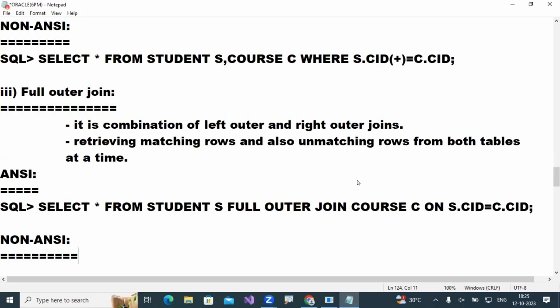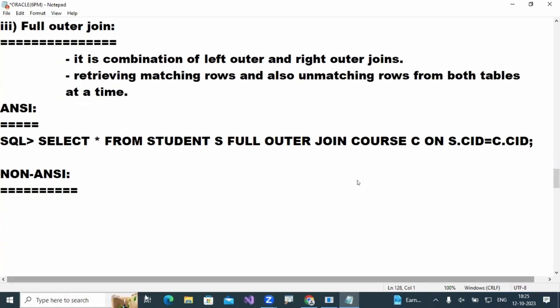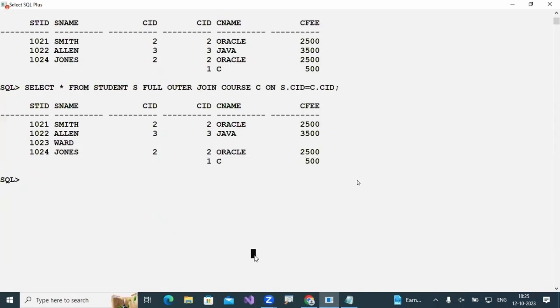Can we write? Okay. Just tell me how to write now. Tell me. Select star from student S, code C, where S.CID plus equals C.CID plus.